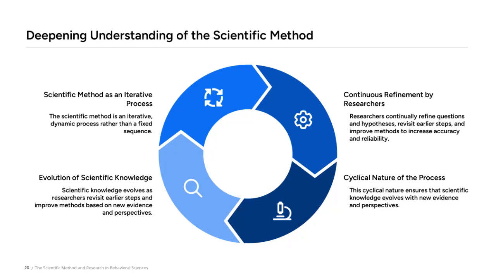The scientific method isn't just a straightforward checklist. It's an ongoing, iterative process. Researchers don't simply move from one step to the next and stop. Instead, they continuously revisit and refine their questions and hypotheses. This means they often go back to earlier stages, tweaking their methods to improve accuracy and reliability.